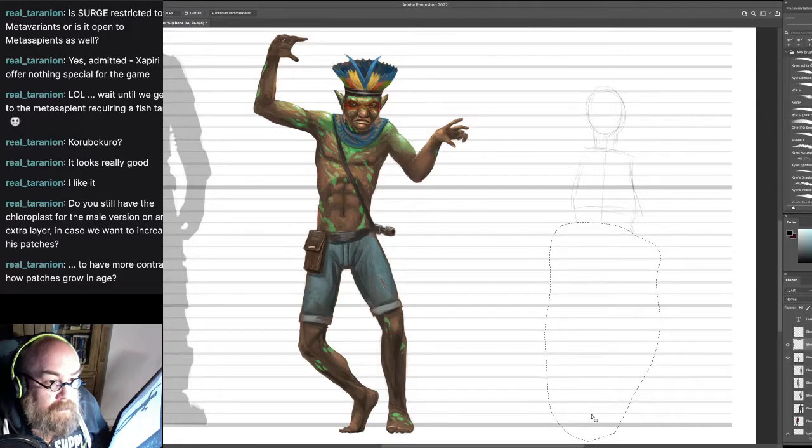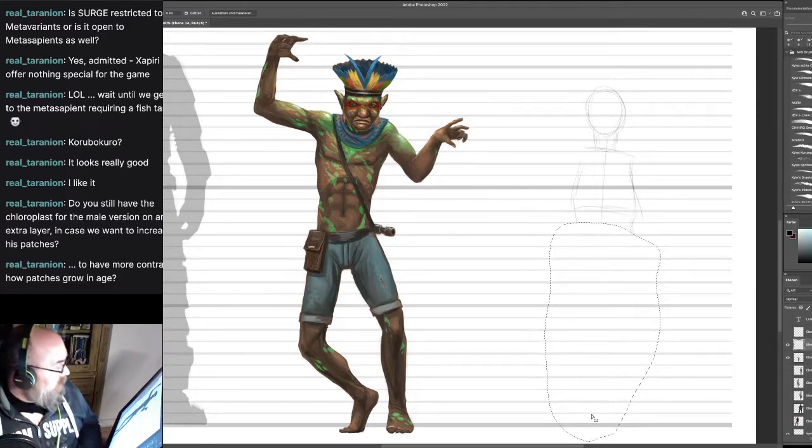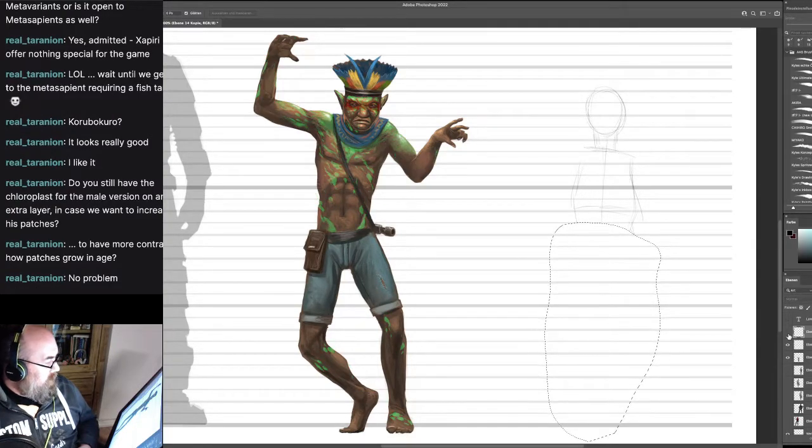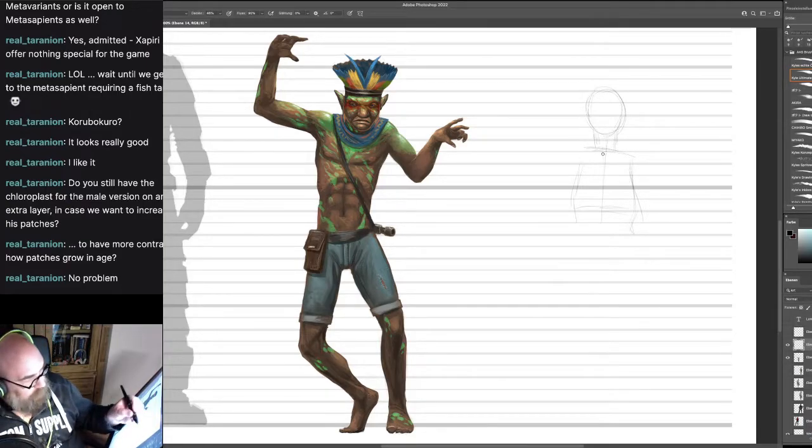You still have the chloroplast for the male version on an extra layer, in case you want to increase his patches? No, I haven't. I have the extra layer of the patches in this way. So yeah, theoretically I can increase them, but not all in all. You understand? I could, for instance, add a little bit of green, but I have to rework them. I just kept them to have the same hue in the female version. It's still an elf.